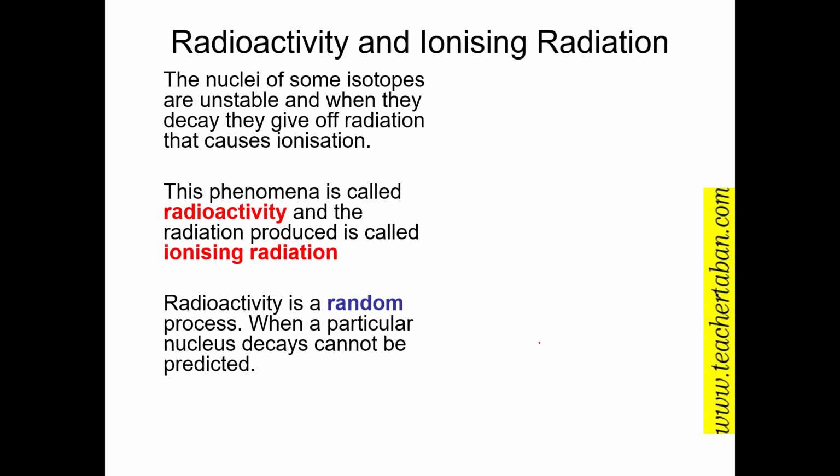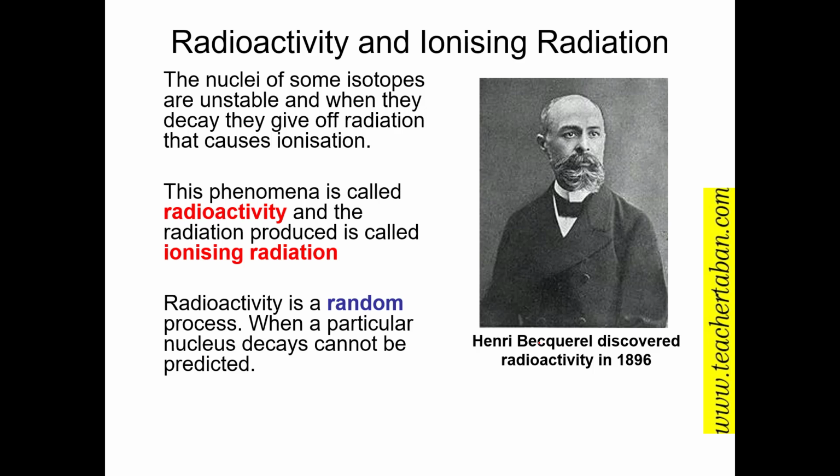We need to note that radioactivity is a random process. We cannot determine that if this nucleus has undergone radioactivity at this time, it is going to decay again after a given time. No, we cannot tell that. So it is a random process. The person who discovered radioactivity is shown in this diagram, and he did this in 1896. You can Google more about him. His name is Henri Becquerel.